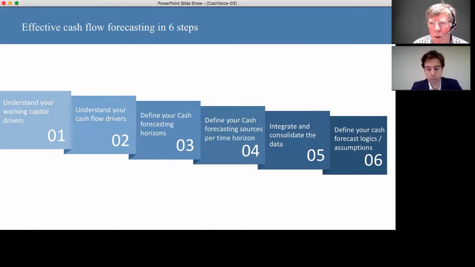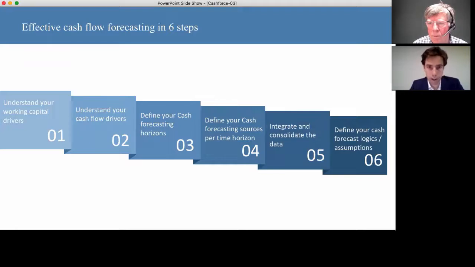So from the top, this first step is understanding working capital drivers. Every company has a different working capital profile. If you look at companies in Southern Europe versus Northern Europe, as you can imagine, different payment terms lead to a totally different working capital picture, as well as what the cash flow forecast looks like. In the second step, we're going to understand the other cash flow drivers within the business.